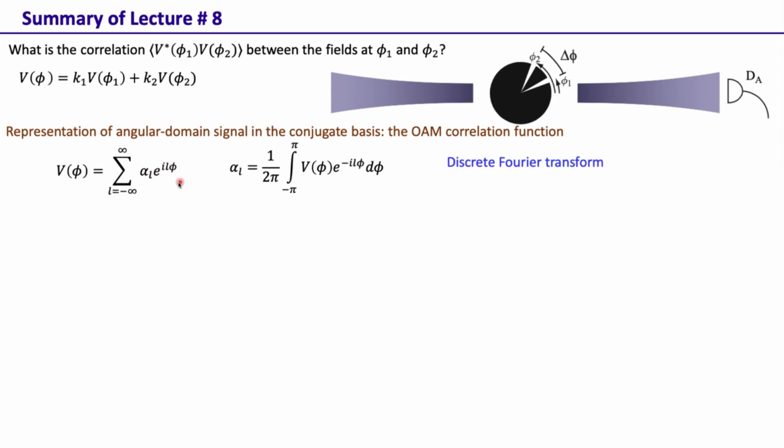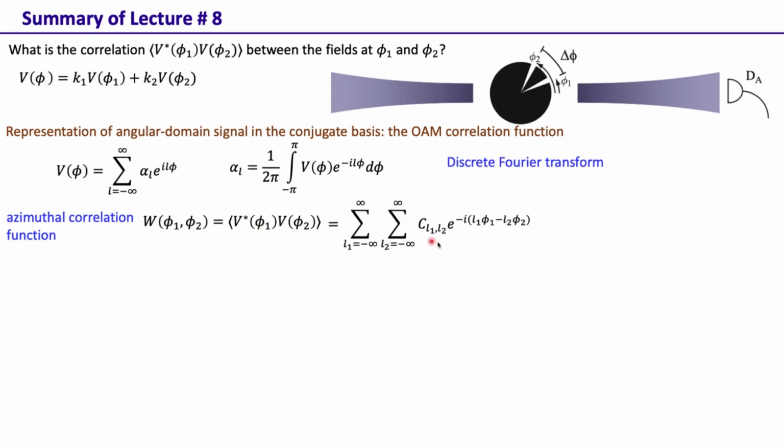Up until this point, e to the i L phi is just a mathematical mode, but later we saw that it can also be realized physically, and it could actually be a physical mode as well. For now we see that the angle and orbital angular momentum form a conjugate pair. Then we also looked at the azimuthal correlation function defined in this form, V star of phi 1 times V of phi 2. That's the azimuthal correlation function, and this is the quantity that we are after, which quantifies the correlation in the fields at point phi 1 and phi 2.